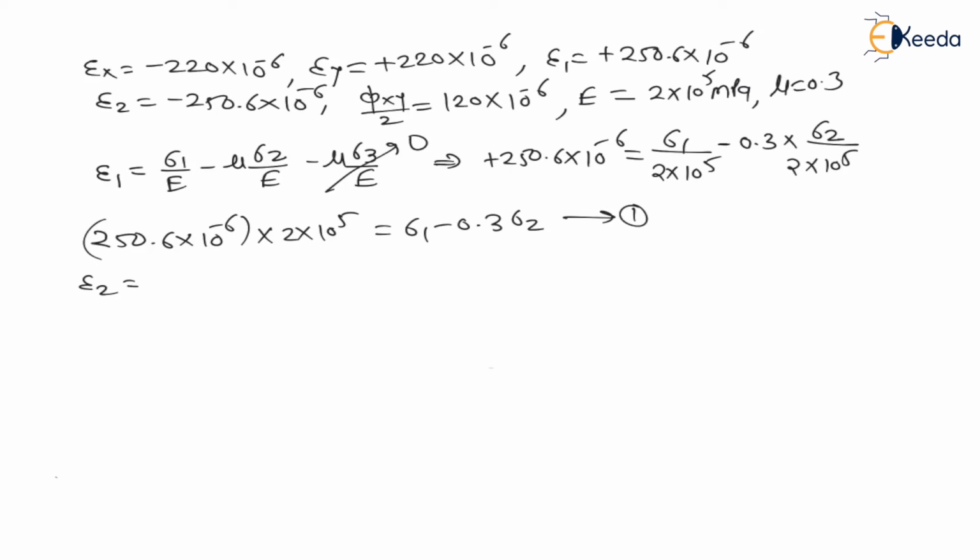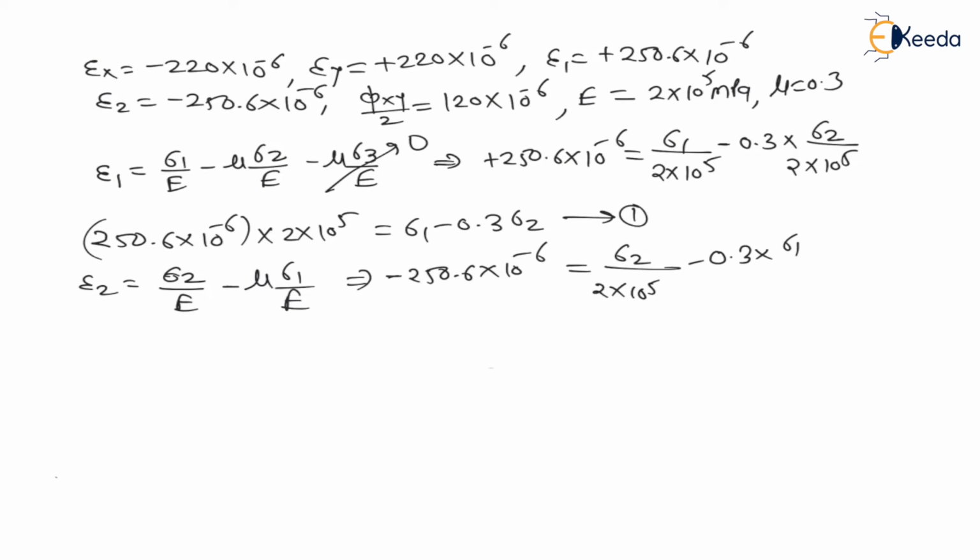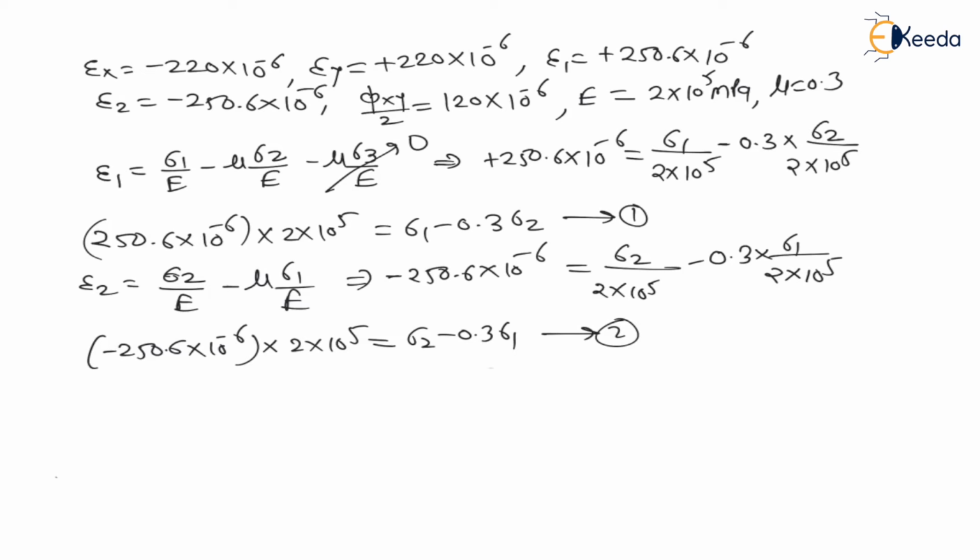Again, E2 is equal to sigma 2 by E minus mu sigma 1 by E. Put the values: E2 is minus 250.6 into 10 to the power minus 6, equal to sigma 2 by 2 into 10 to the power 5 minus 0.3 into sigma 1 by 2 into 10 to the power 5. From this you get another equation: minus 250.6 into 10 to the power minus 6 into 2 into 10 to the power 5 is equal to sigma 2 minus 0.3 sigma 1. This is the second equation.